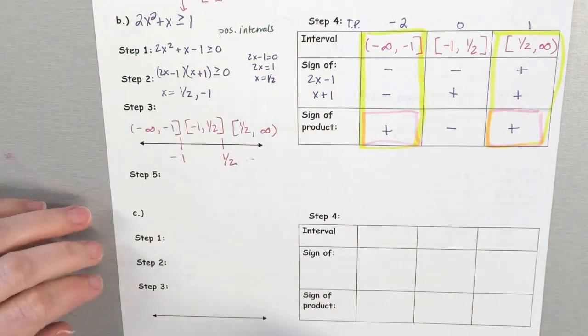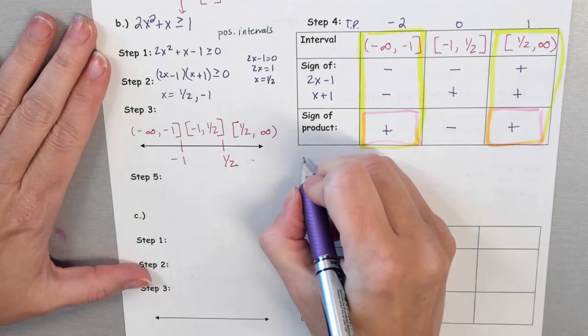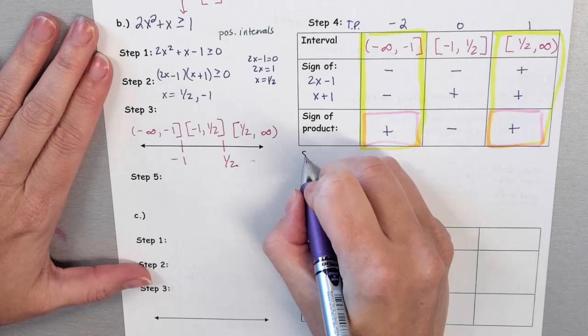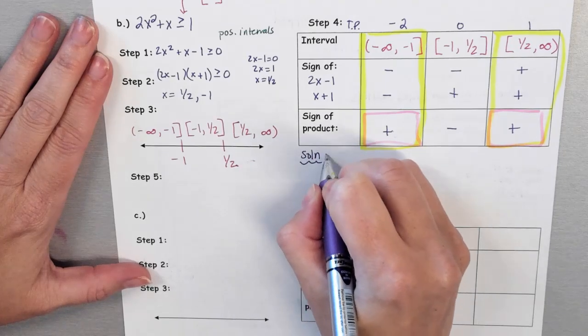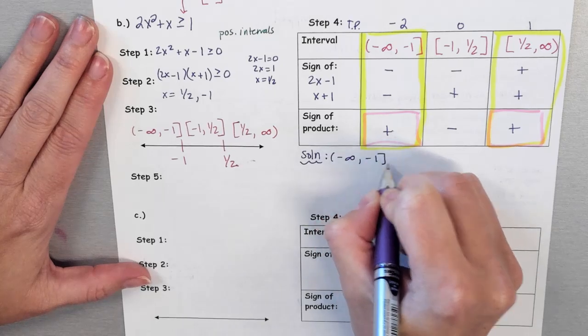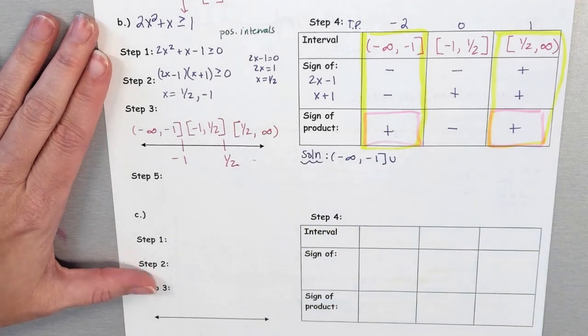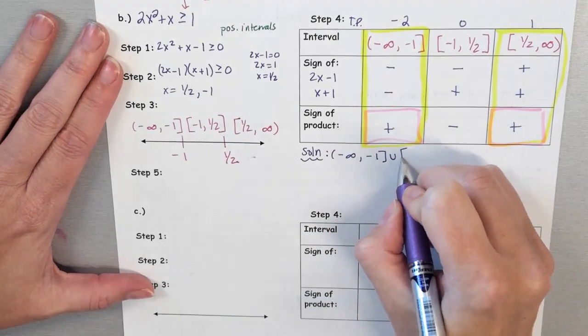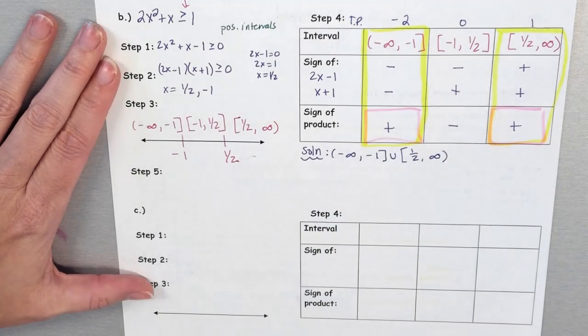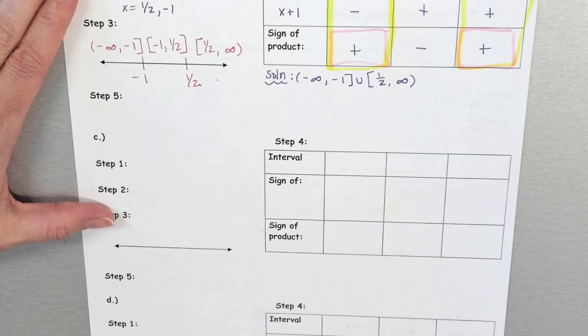The way that we would write out our solution, I know I put step 5 here, I'm going to write it here. Your solution would be negative infinity to negative 1, and then if you have more than one interval, you have to connect it with a union. Make sure you put the U in there, that you have the proper notation.